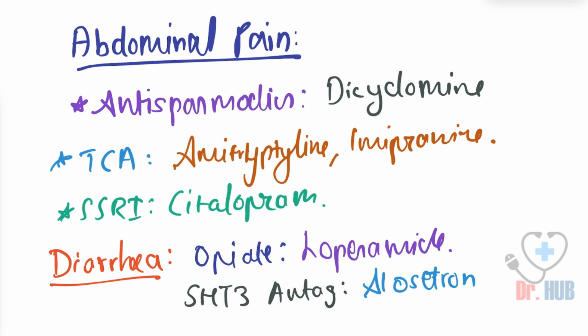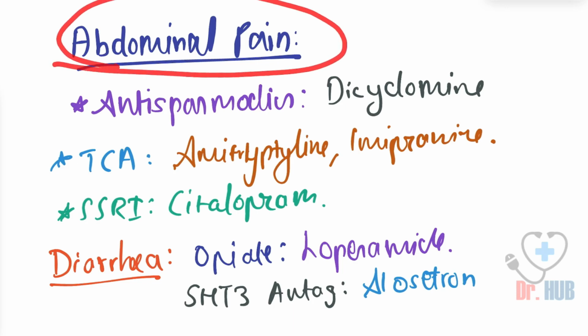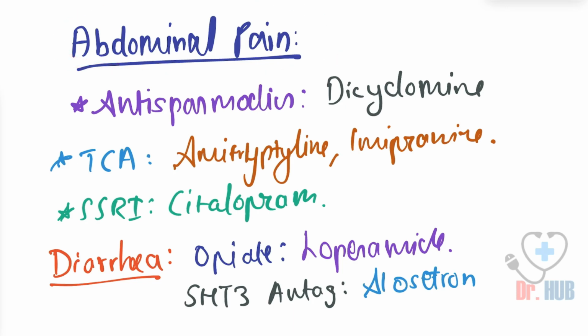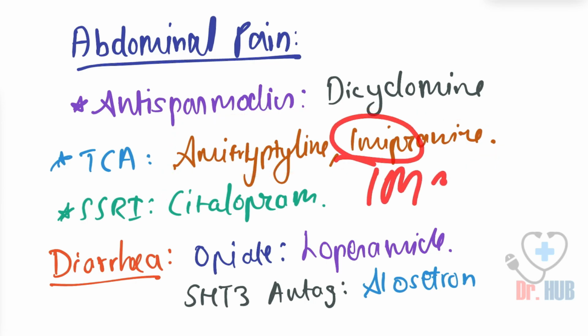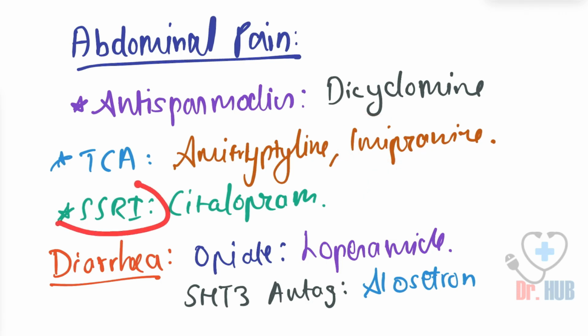So just to recap what we did, we saw the abdominal pain characteristic. Under abdominal pain, there are the antispasmodics, which include dicyclomine. Then we have the TCA, the tricyclic antidepressants, and it includes amitriptyline as well as imipramine. That also includes the SSRI. This is all in abdominal pain. That is nothing but citalopram.